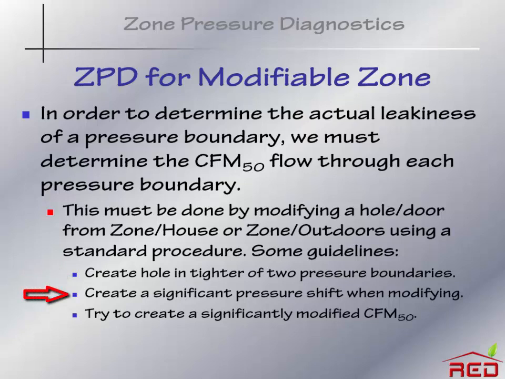Secondly, try to create a significant pressure shift when you open that hole. For example, if we are testing an attic and across the attic floor we are getting a pressure of 40 pascals without the attic hatch open, we are better off to try to significantly change that pressure, say from 40 to 15 with the attic hatch open, as compared with 40 to 35 with the attic hatch open. So in almost all cases, if you're dealing with an attic hatch, all you have to do is shove it aside, put it up in the attic out of the way, and go ahead and do your testing. Thirdly, try to create a significantly modified CFM50 for the house with the hole open or the door open. And I will show you more clearly what this means when we look at the red tool.